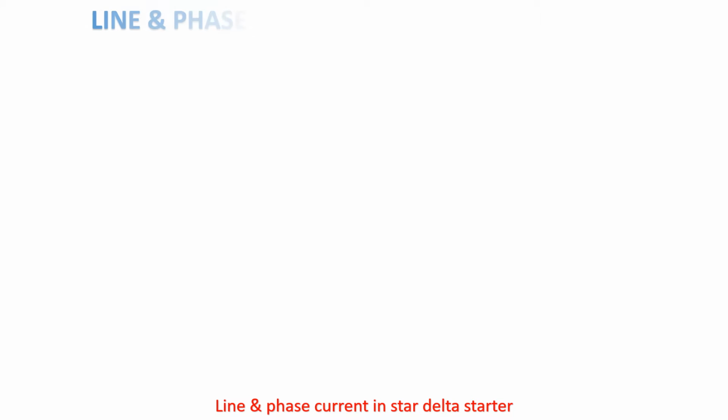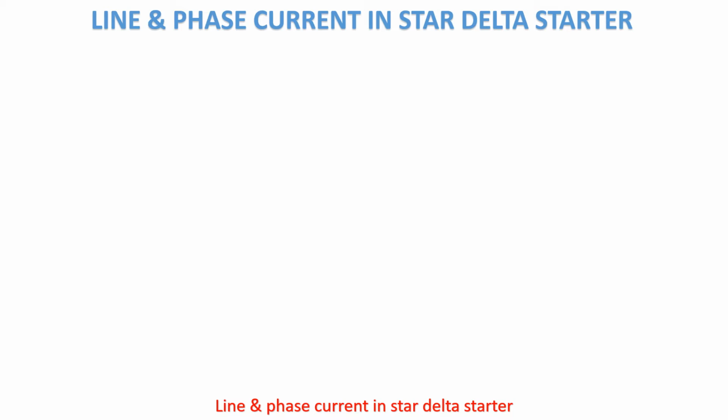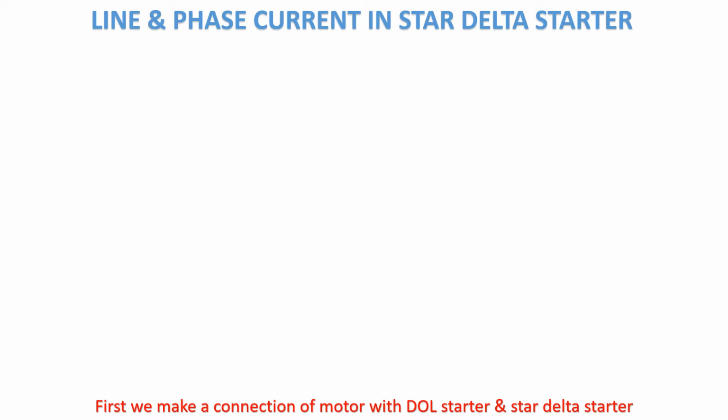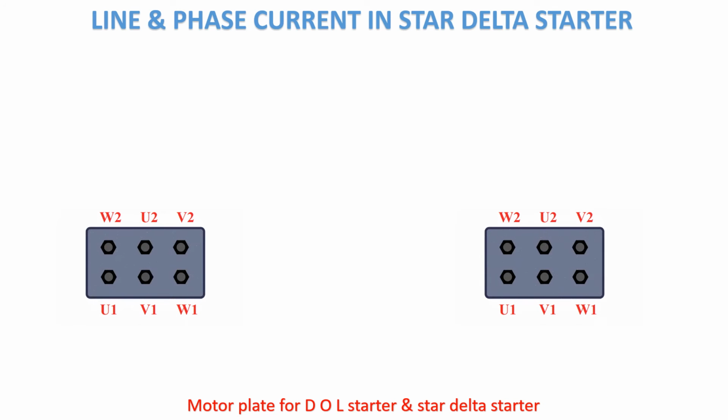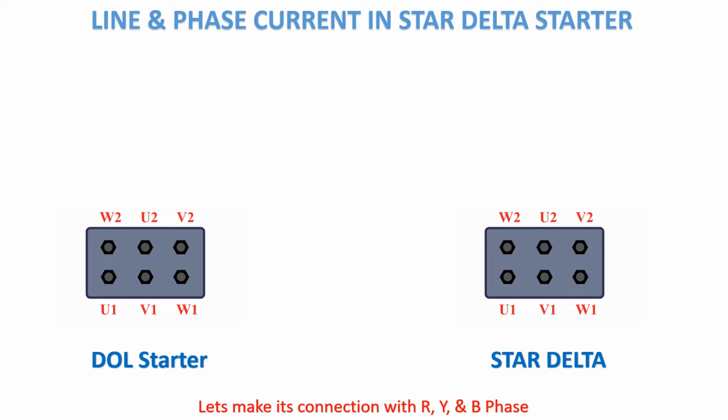Line and phase current in star delta starter. First we make a connection of motor with DOL starter and star delta starter. A detailed video of DOL starter is available on my YouTube channel. Motor plate for DOL starter and star delta starter. Let's make its connection with R, Y, and B phase.